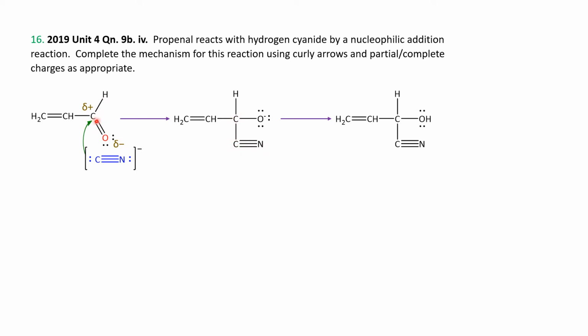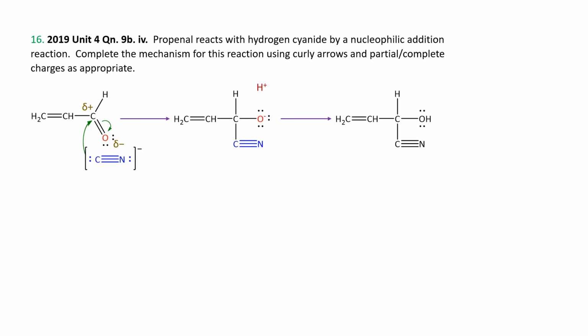Now, of course, immediately that's a 5-coordinate carbon species. So the carbon loses the pi electrons from the carbonyl group, which become a lone pair on the oxygen, as shown by that little curly arrow. So these 2 curly arrows with the attack of cyanide give us this.